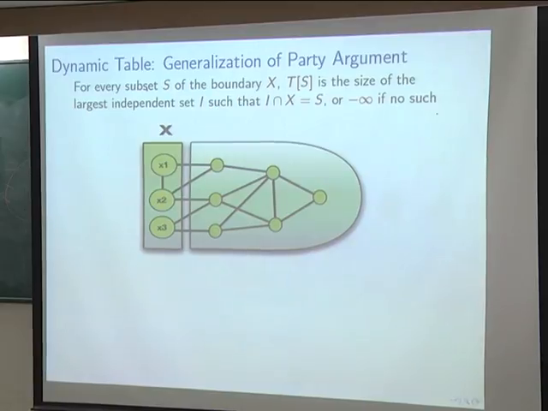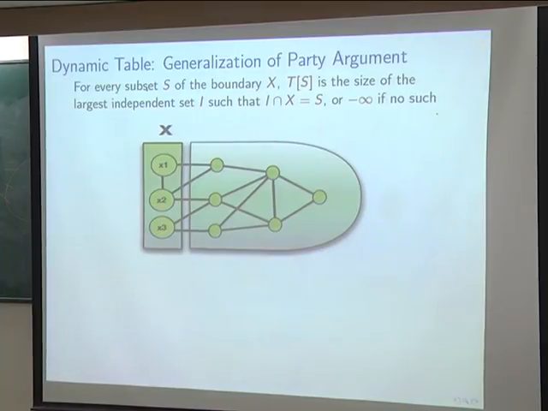That's the goal. What is our goal? For every subset S of the boundary X, T of S is the size of the largest independent set I such that I intersection X is equal to S, or minus infinity if no such independent set exists. This is my goal.